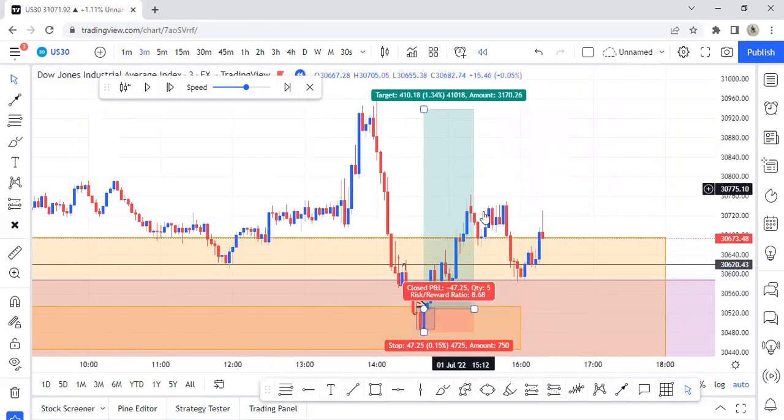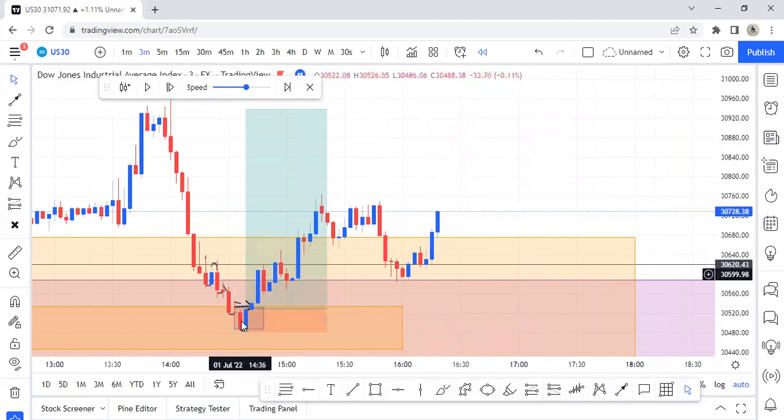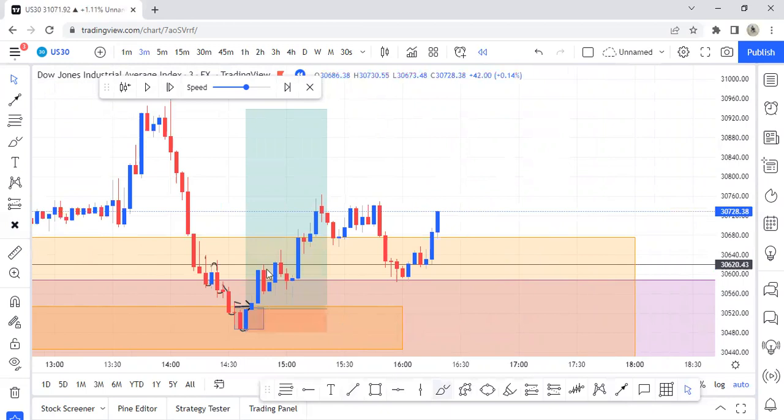Let's look at something here. I'm seeing another entry we have gotten now. Remember that price delivered up, right? See this, it had a higher high, a higher low, a higher high, and after this down push, price delivered up again, right? So if you played this, you would have bought here and gotten it. So now price delivered up.